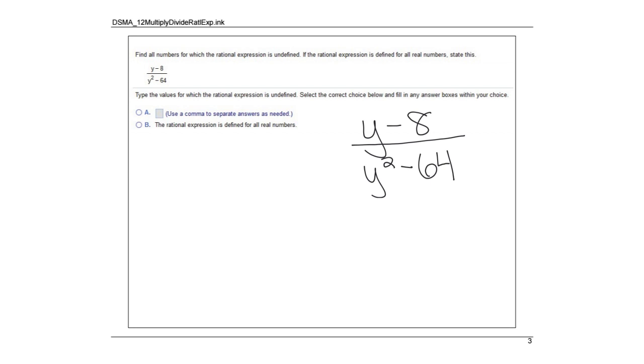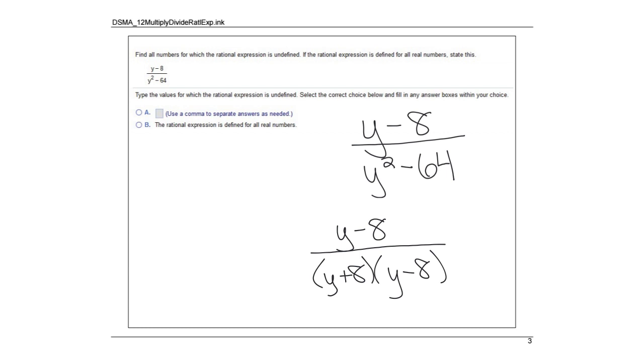The top is already factored. The numerator is y minus 8. The denominator, though, is a difference of squares, and so we get y plus 8 and y minus 8. Now this is not quite simplified. If it was asking me to simplify, then I actually could divide a little further. This problem is not asking for that. This problem is only asking for the values that would cause this expression to be undefined.